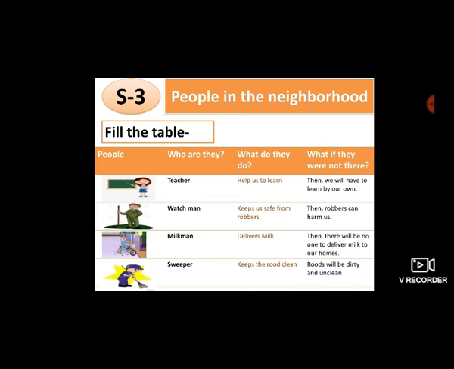Okay, students. Fourth is sweeper. What does he do? He keeps the road clean. And what will happen if there is no sweeper? Then our roads will be dirty and unclean, because there will be no one to clean them. Okay, students, is it easy? Yes, it is very easy if you listen to each and every point carefully. So students, this is all about neighborhood.